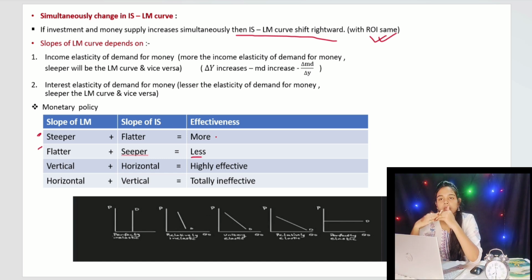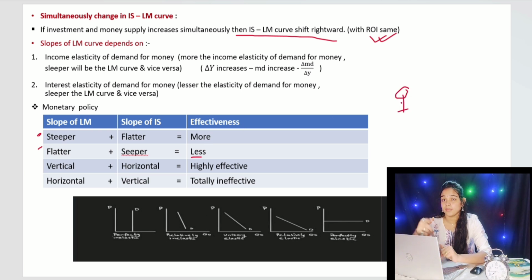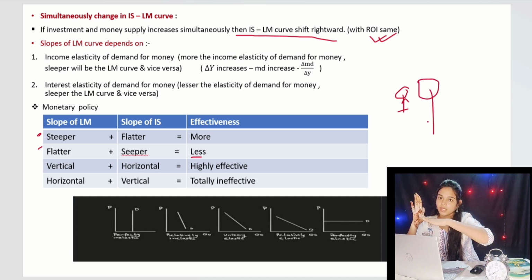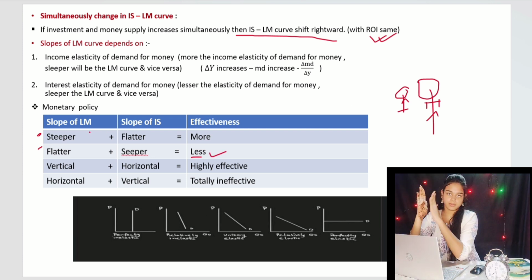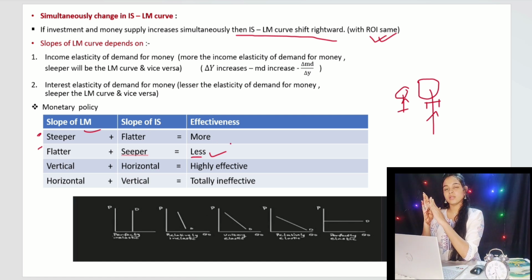In the context of the IS-LM curves, flatter and steeper can be understood in relation to the fighting abilities of a hero and a villain. If the hero, that is LM, becomes flat during the battle, then monetary policy is less effective. And if the hero, that is LM, is steeper during the battle, then it is more effective.